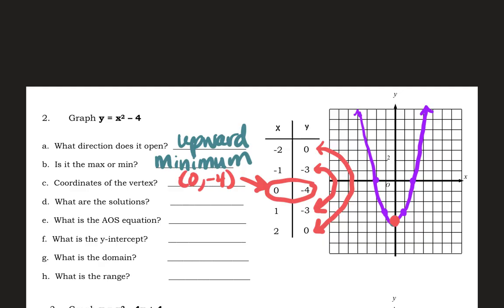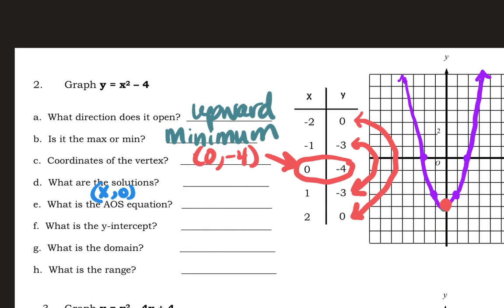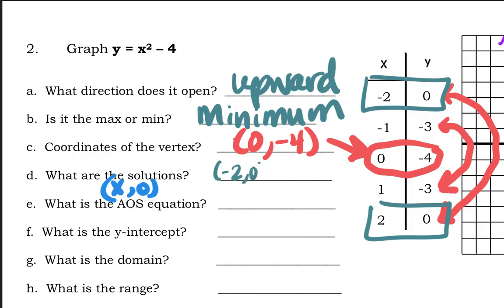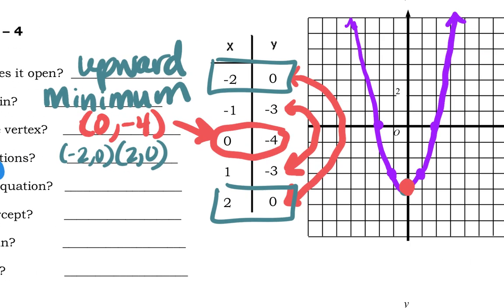All right, looking at solutions. Remember, your solutions are always x's with the 0. That means you have a number with the 0. Do you see that anywhere on your table? -2 and +2. These two are your solutions. It's -2, 0 and 2, 0. If you look at your graph, that's exactly where it's hitting the x-axis. Again, if it's a graph, it's a little easier. But if we don't have a graph, we should be able to pull it from the table.